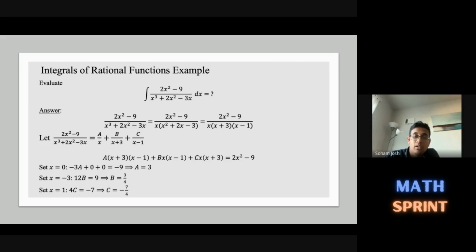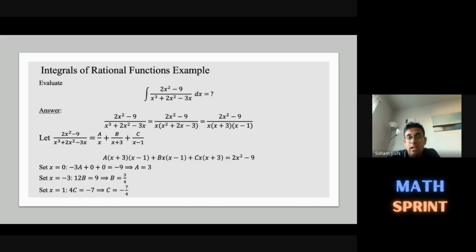A, B, and C are always real constants independent of the variable x. It doesn't matter what x is, and that will not affect the value of A, B, and C. So we can input different values of x to help us determine the accurate values of A, B, and C. Sometimes you may need to solve simultaneous equations, just so you know. So what you do is you just plug in different values of x.